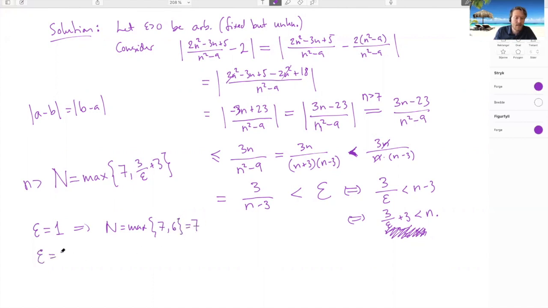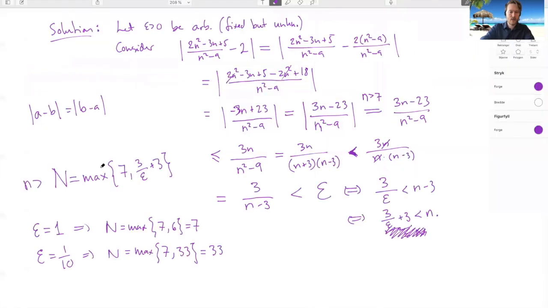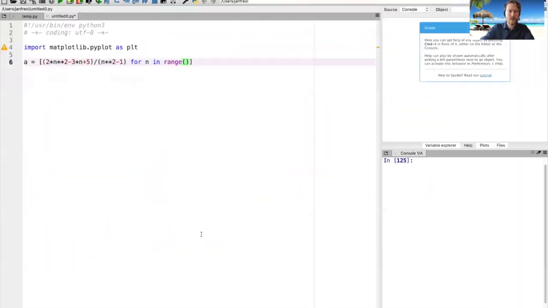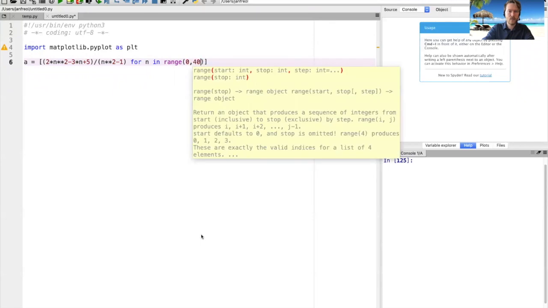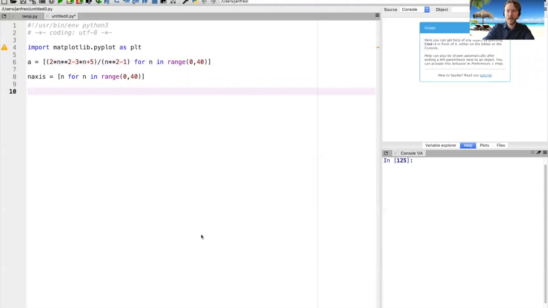And let's take epsilon is equal to 1/10. In that case, n is equal to the maximum of 7 and, well, this will be 30 plus 3, so 33. Let's maybe take a look at how this looks in Python. So first, let's take our sequence. And we saw here that 7 and 33 were our n's, so let's do 0 to 40 here. And then we do our n-axis, and then we plot.